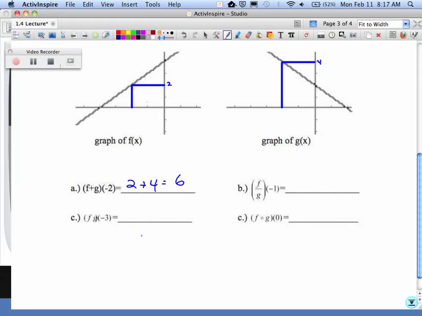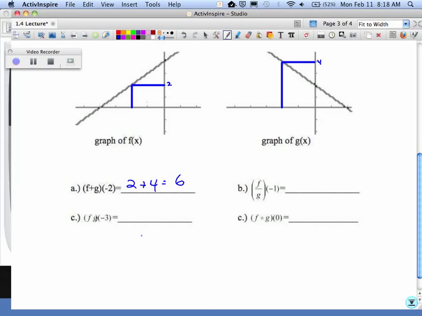Make sense? They always tell you what to use for your x or your input. So you find that on the graph, and then you will go vertically. Because it's an x value, you either go up or down to hit your function. Wherever you hit your function, come back to the y-axis, and it'll tell you the output.